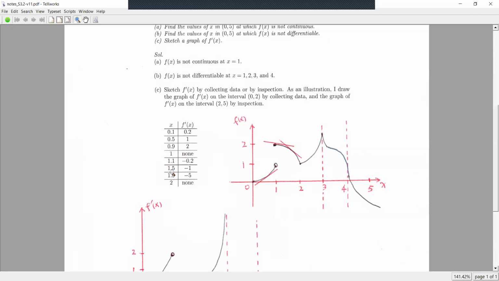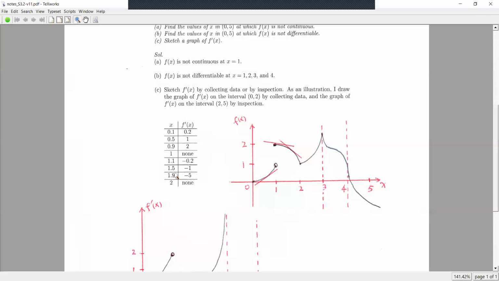At x is 1.5, about here. Then draw a tangent line. My guess about the slope of this tangent line is -1. So put -1 here.